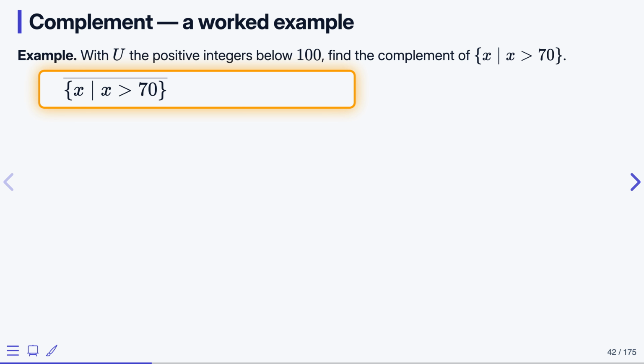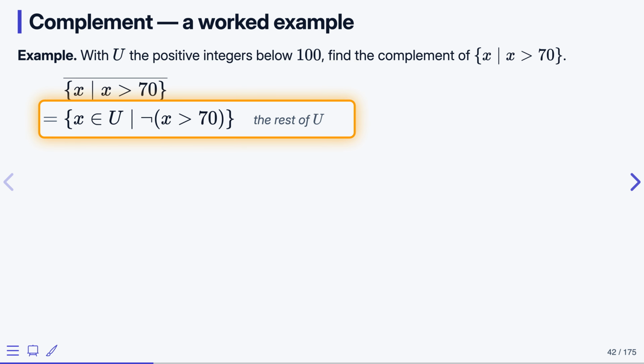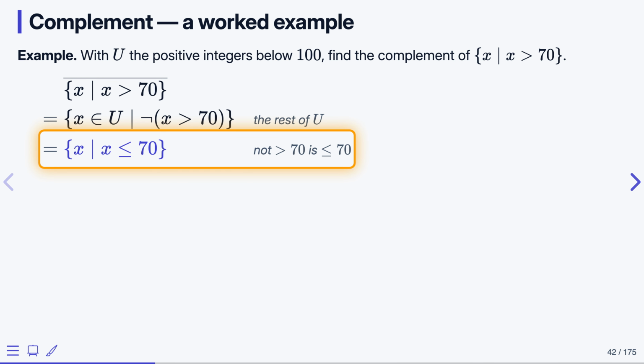Now a worked example. Let U be the positive integers below 100. We want the complement of the set of x with x greater than 70. Step 1. The complement keeps everything else in U, so we want the x in U for which x is not greater than 70. Step 2. Turn that into plain words. Not greater than 70 means less than or equal to 70. So the answer is the set of x with x less than or equal to 70.